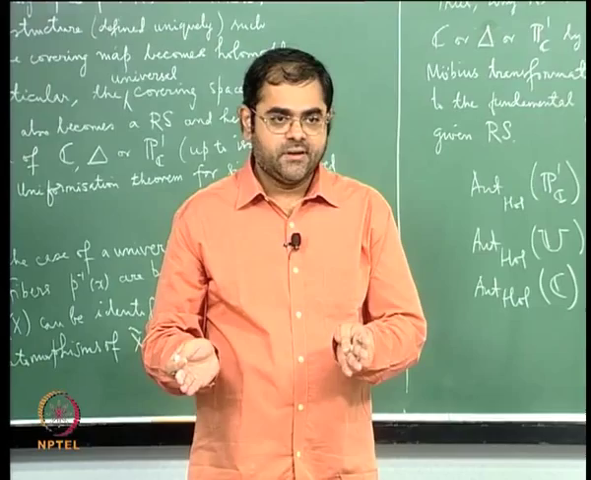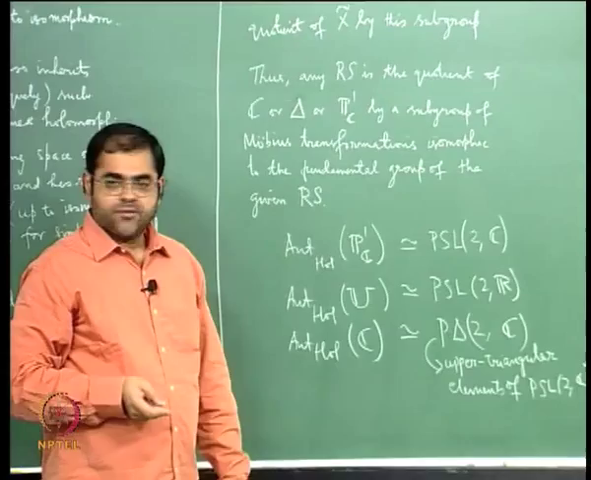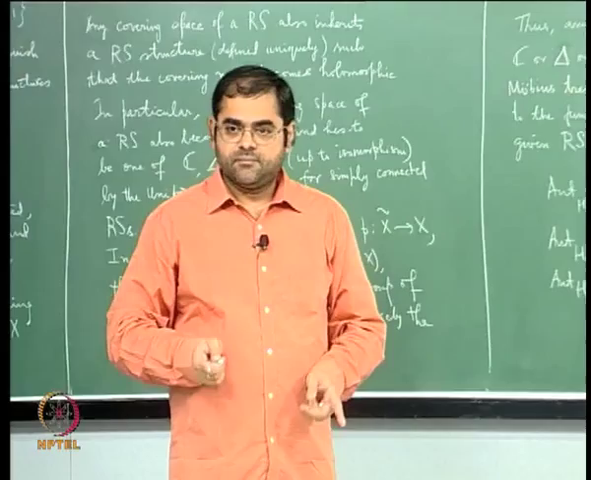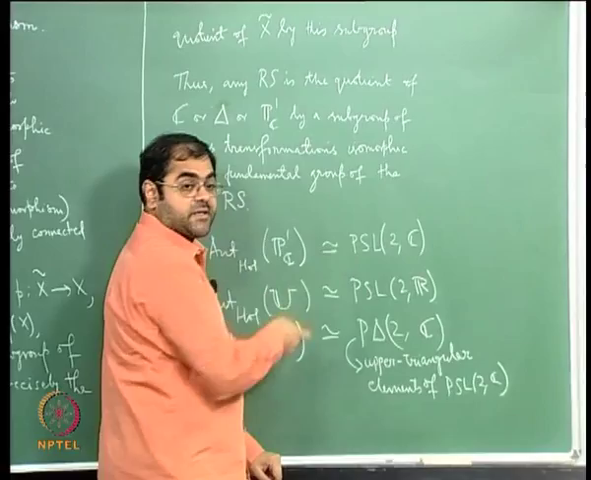That means I still have to go modulo the subgroup given by plus or minus the identity matrix, and it is that quotient which is written as PSL. So PSL is SL modulo the subgroup plus or minus identity map. Plus or minus identity map is a finite subgroup with just two elements, and going modulo that is what gives you PSL2C.